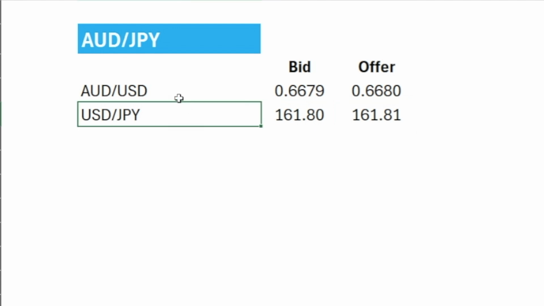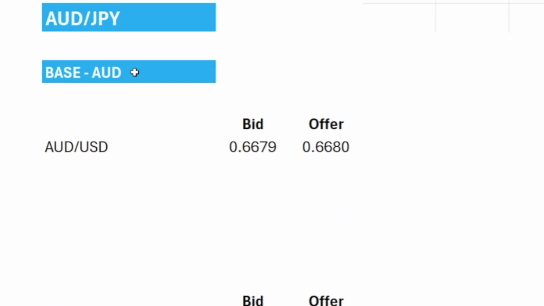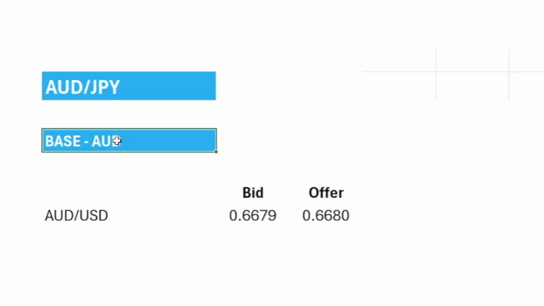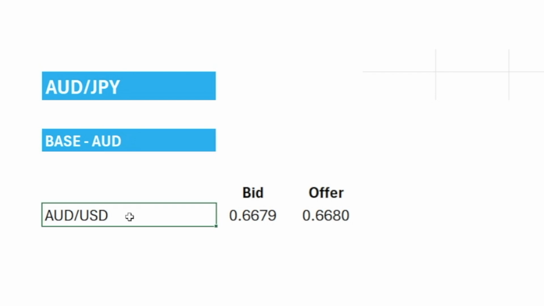Our first step now is to isolate the desired base currency as the first currency pair we'll be working with. The base currency we'll be working with is the Australian dollar. The rate we're provided with is the Australian dollar USD rate. So the Australian dollar rate is in the base position, which is where we want it to be. So no adjustment or conversion is necessary from here.